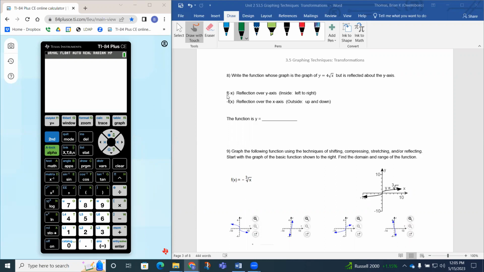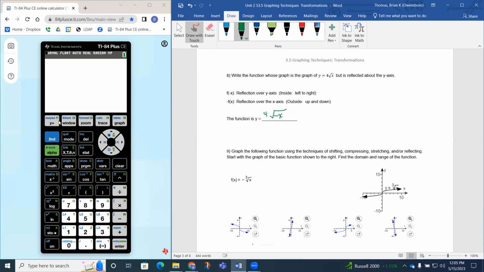So for a reflection over the y-axis, you actually have to change the sign on the inside of the function. So my new function should be 4 times the square root of negative x. That should be what we have as our function.